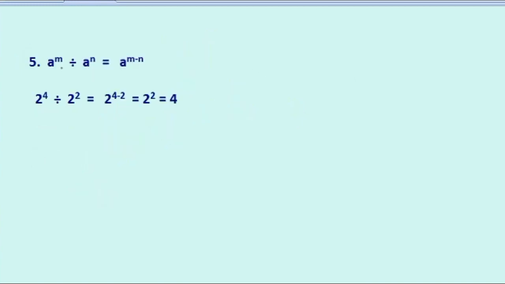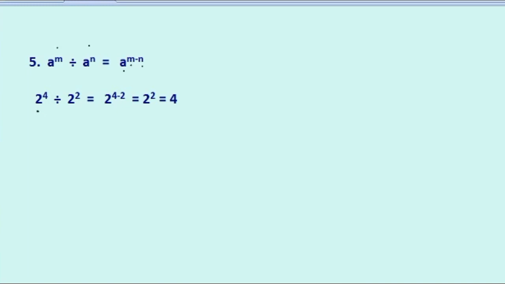Fifth law, which says a raised to the power of m divided by a raised to the power of n. Again, the base is the same, but the powers are different, m and n. So here what will happen? We have to simply do a raised to the power of m minus n. Okay, let's solve an example.